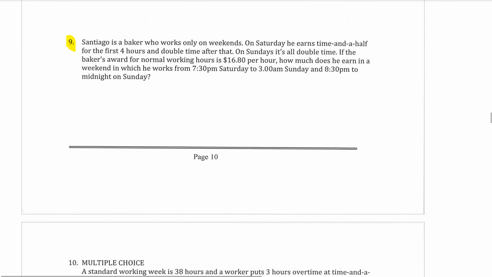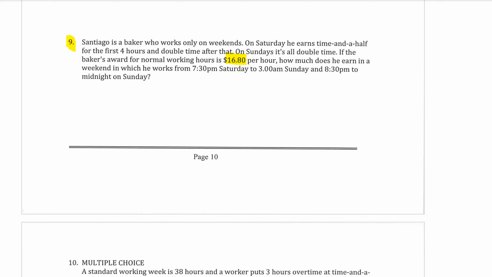Let's have a look at number 9. Santiago is a baker who works only on weekends. On Saturday, he earns time and a half for the first 4 hours and double time after that. On Sunday, it's all double time. If the baker's award for normal working hours is $16.80 per hour, how much does he earn in a weekend when he works from 7:30 p.m. on Saturday to 3 a.m. Sunday and 8:30 p.m. to midnight on Sunday?